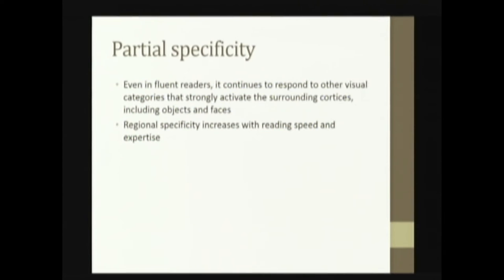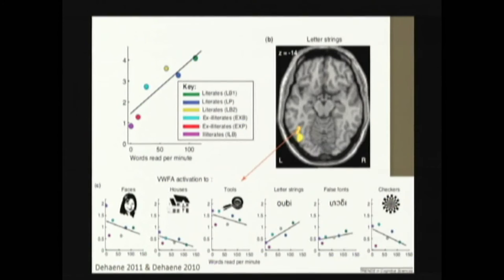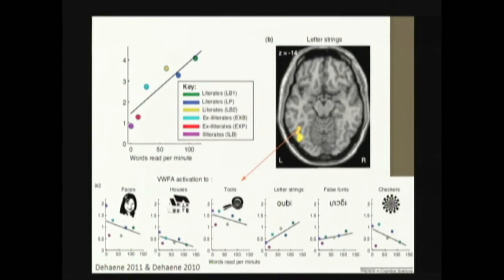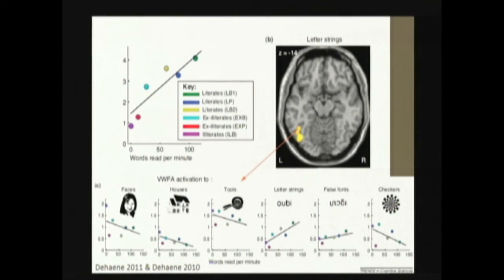So even in fluent readers, there is a continued response to other visual categories, like objects, but it is best for reading. And I'll show you this nice example. They had a group of patients of different degrees of literacy. We'll start with the purple, people who are completely illiterate, and the green one, people who are highly literate, very expert readers. We're looking at how many words they could read per minute. In general, this is just an assessment. Of course, the illiterates couldn't read anything, while the highly literate were able to read well.